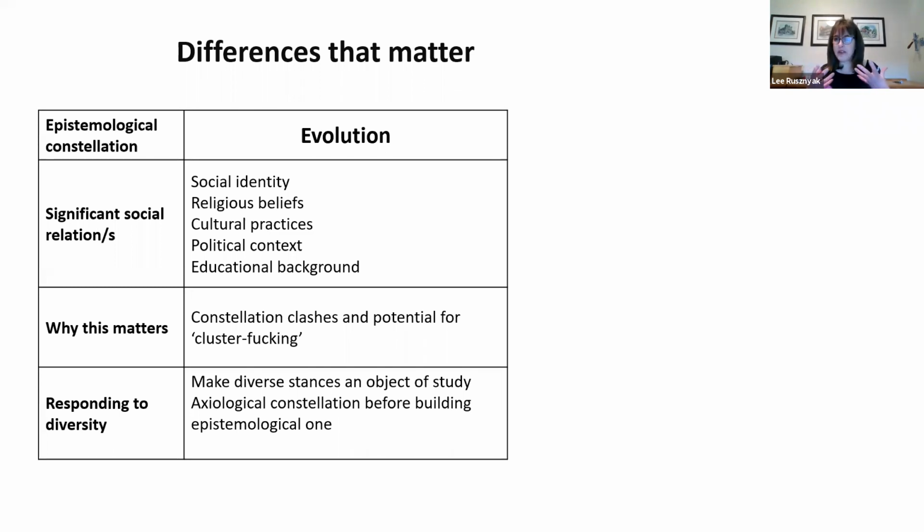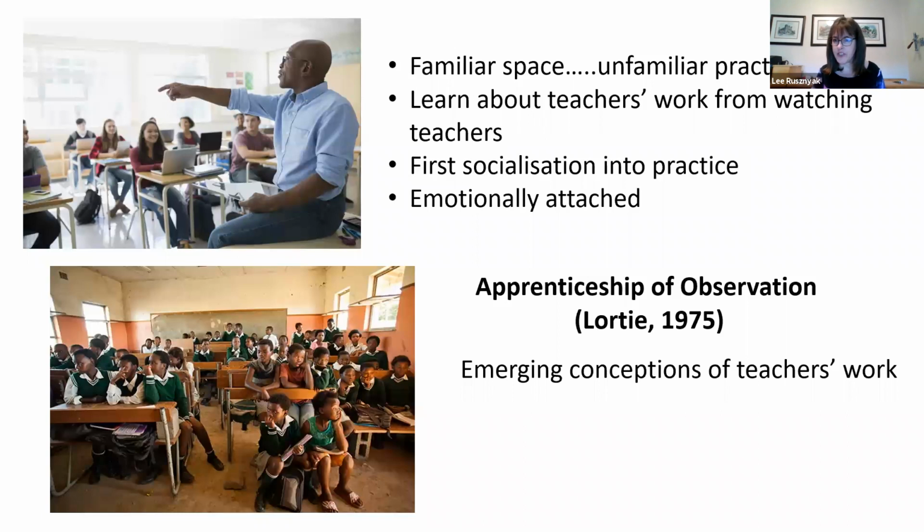So to deal with these constellation clashes up front is what the pedagogical intervention is, and to make those diverse stances on evolution an object of study in itself before going into the epistemological constellation that's the target of the course. Right, we're now going to look at another example from teacher education, and I'm going to hand over to Dale.